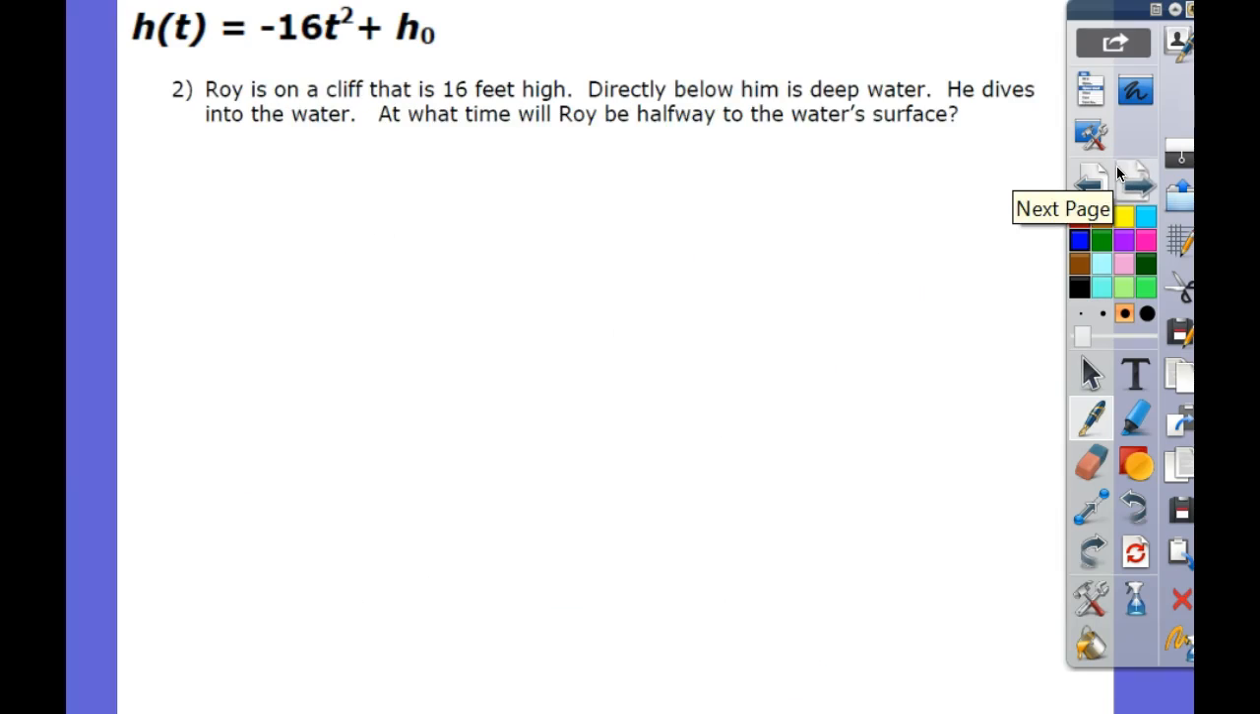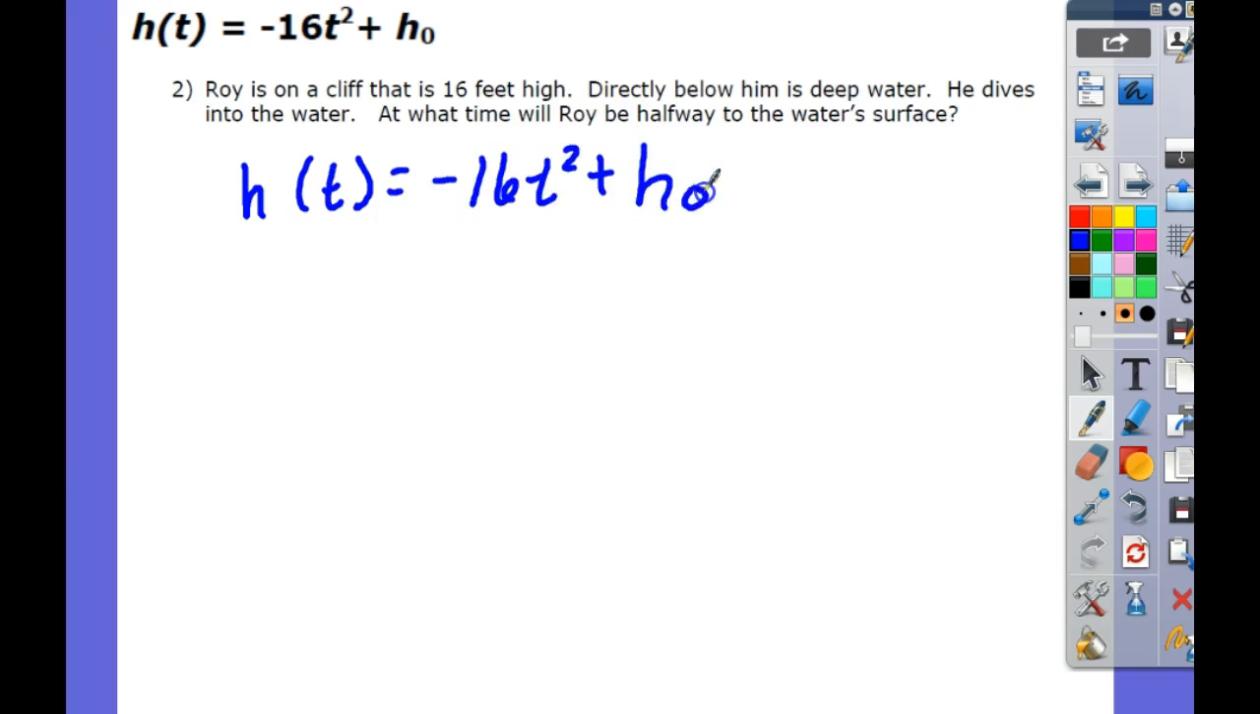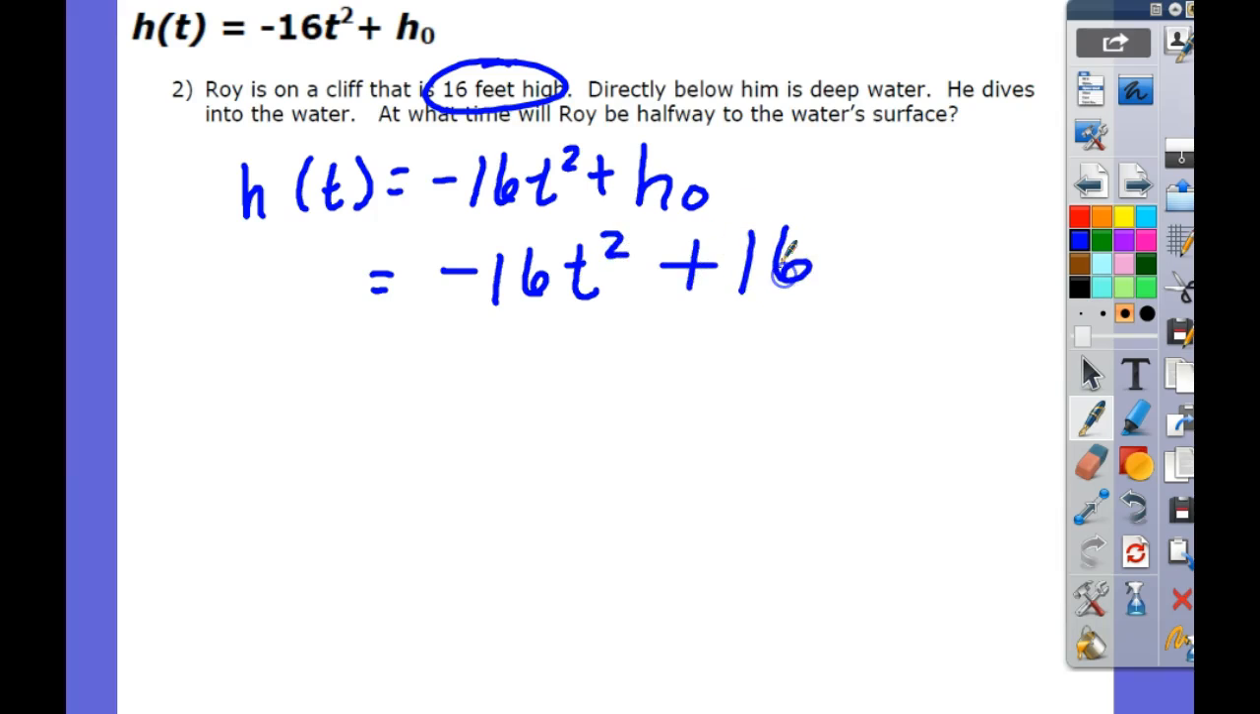Roy is on a cliff 16 feet high. Directly below him is deep water. He dives into the water. At what time will he be halfway to the water's surface? Where does the 16 go in my equation? It's the height where he starts. So that is going to be the 16 feet that goes with it right there.